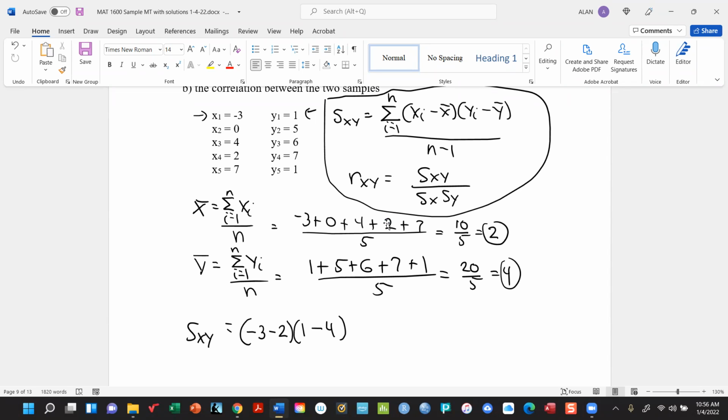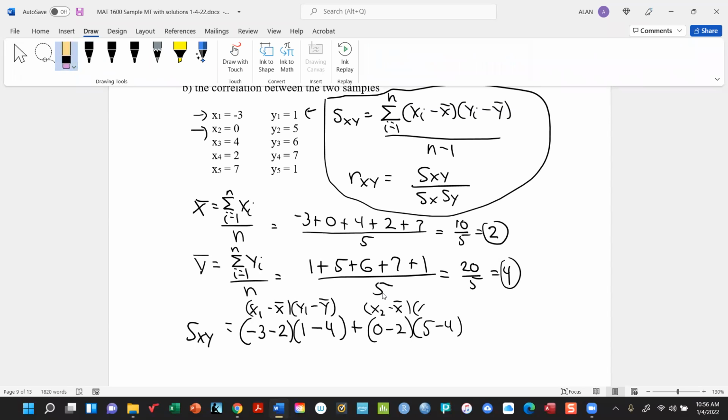In other words, what we've done here is this is X1 minus X bar, Y1 minus Y bar. Now we go on to 2. X2 is 0. Y2 is 5. And in each case, once again, we're subtracting the mean. And then we have to do the same thing for all 5 of them. Okay, and when we're done, we're going to divide by n minus 1.